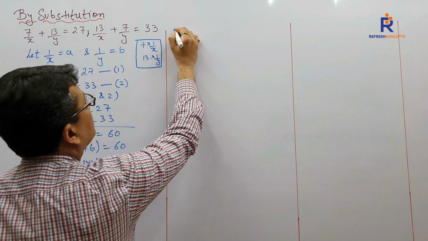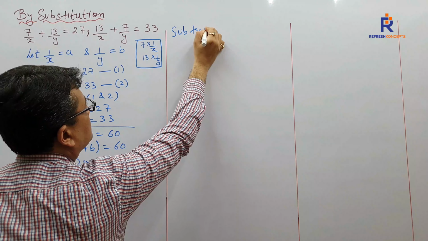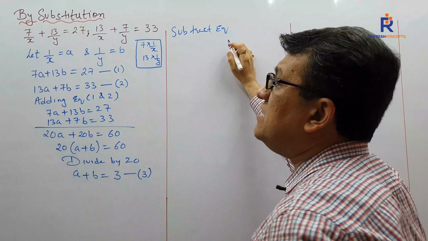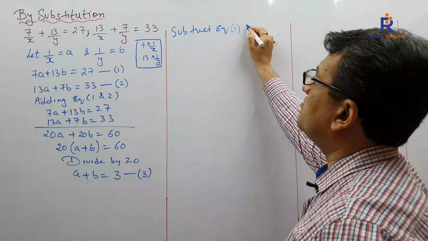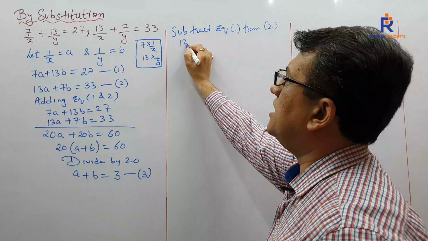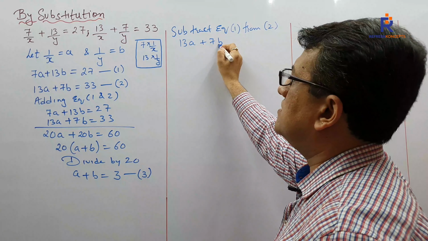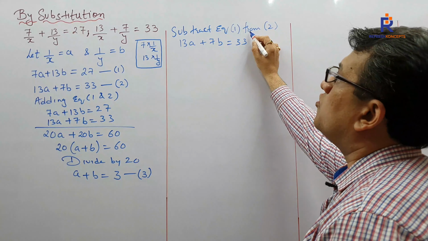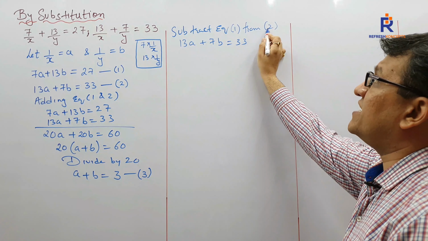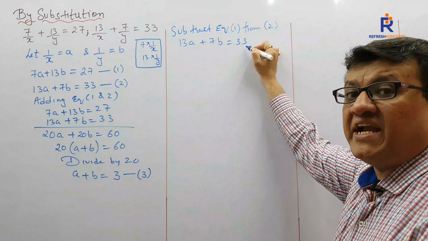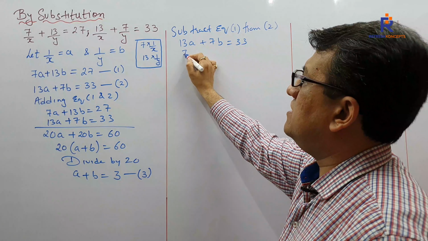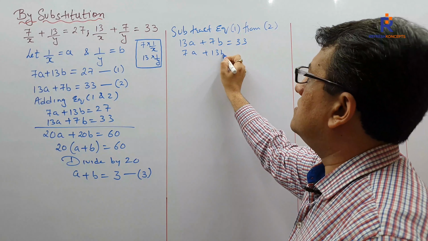Subtract equation. Which equation? From what? Subtract equation 1 from 2. When I say subtract equation 1 from 2, 13a plus 7b is 33. Children, whatever comes after "from", 1 from 2, is what we normally have a habit of writing first. 1 from 2, 33. Here 7a plus 13b is 27.